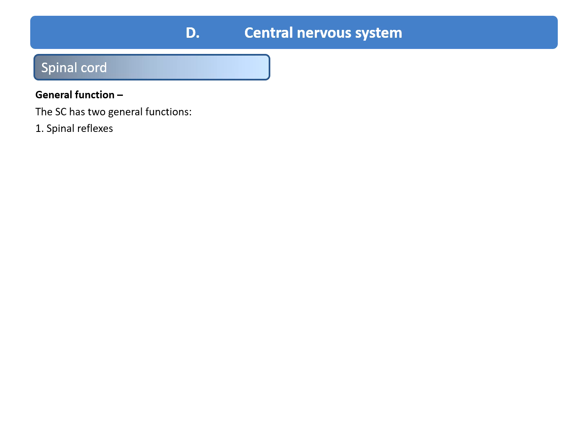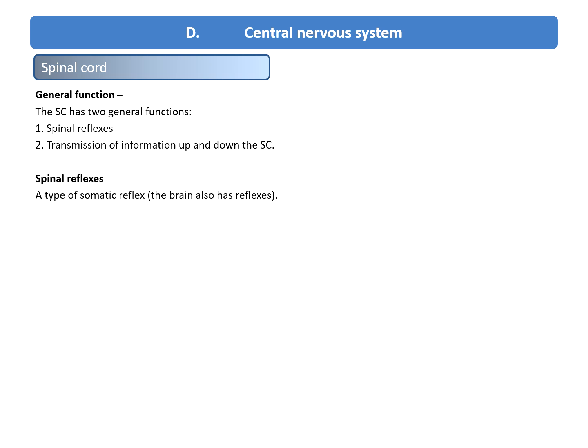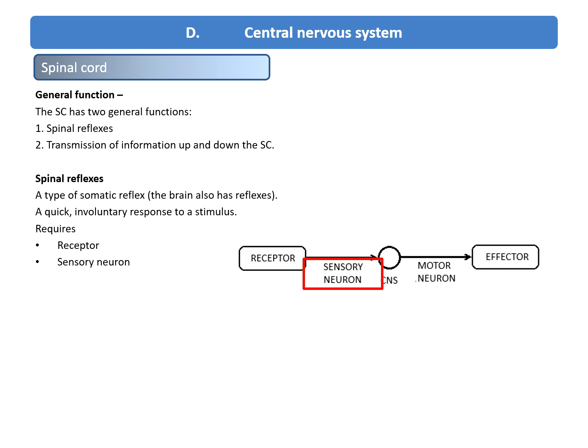One, spinal reflexes, and two, transmission of information up and down the spinal cord. Let's look at spinal reflexes. It's a type of somatic reflex because the brain also has reflexes. It's a quick, involuntary response to a stimulus. It requires a receptor, a sensory neuron, central nervous system center, motor neuron, and an effector. Usually this is a muscle.